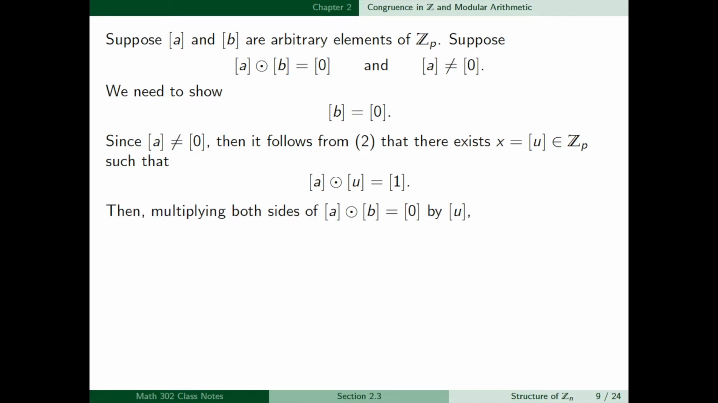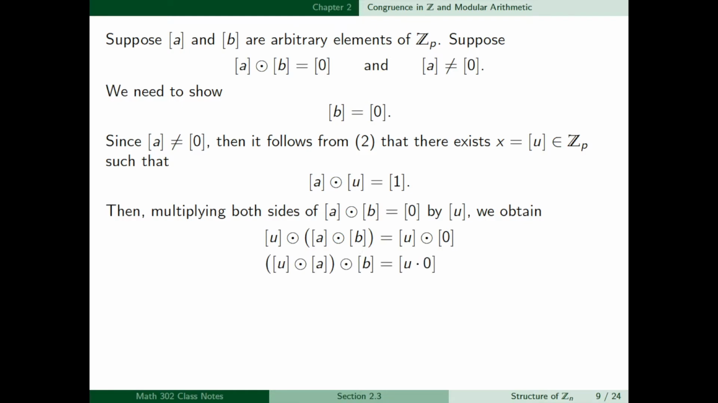So then, multiplying both sides of our equation A times B equals 0 by U, we obtain U times the quantity A times B is equal to U times 0. Now we want to use the properties of Z sub P that were proved in the previous section. So we know, for instance, that multiplication in Z sub P is associative. So on the left side of this equation, we can rearrange the parentheses and we obtain the quantity U times A, times B, and on the right side, U times 0, by the definition of multiplication in Z sub P, will be the class of U times 0.